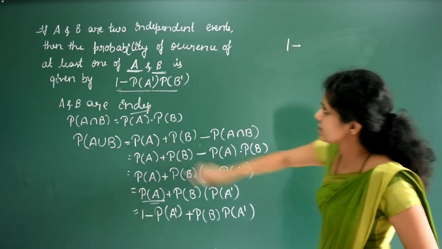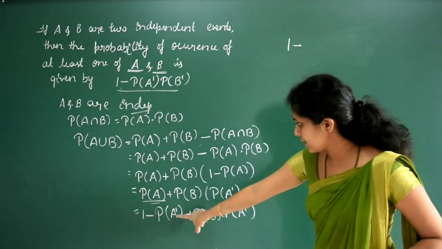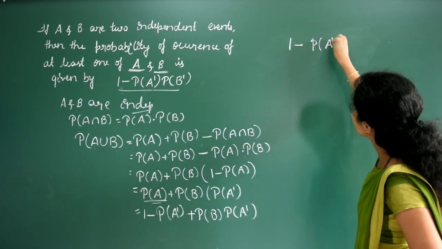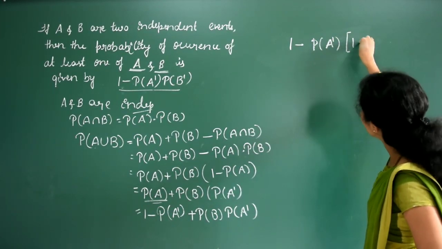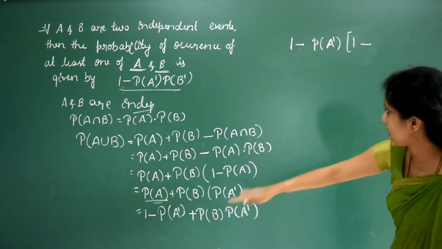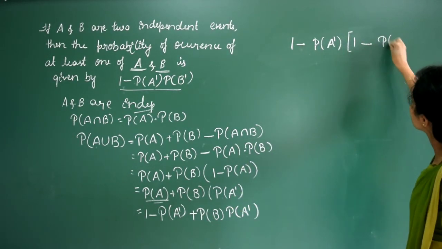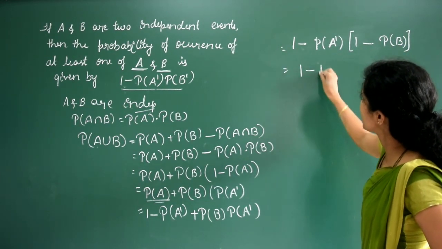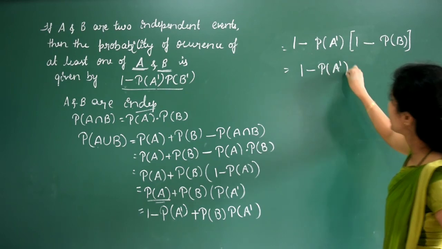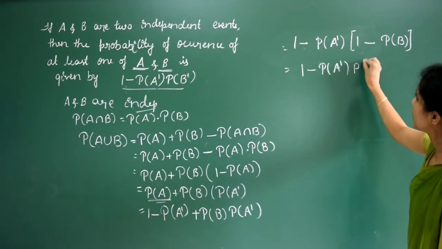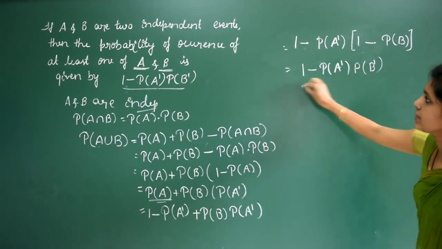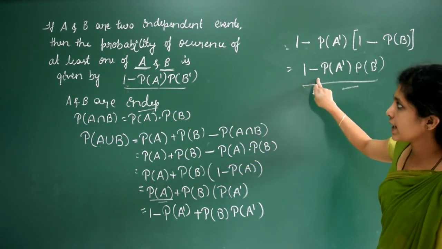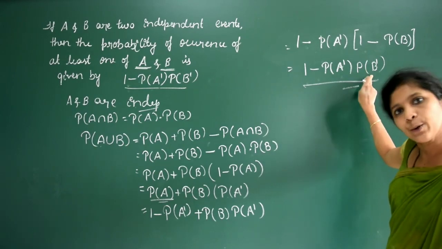1 minus as it is, and here we will take P of A dash common. If I take P of A dash common, what is remaining there? 1 minus, here minus into plus 1 minus P of B. So this is equal to 1 minus P of A dash into 1 minus P of B, which is P of B dash. So proved: P of A union B can be written as 1 minus P of A dash into P of B dash.